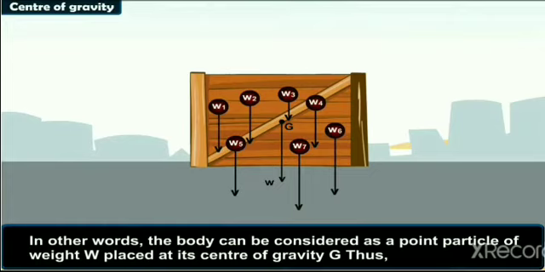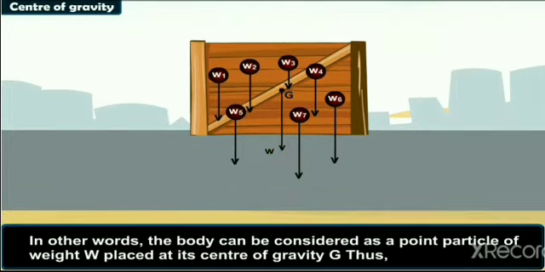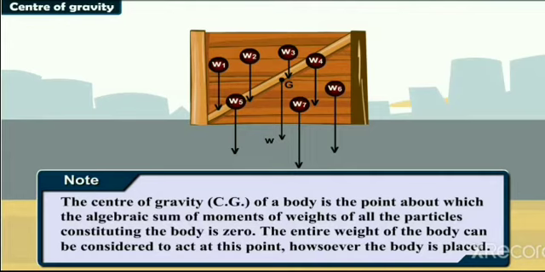In other words, the body can be considered as a point particle of weight W placed at its center of gravity. Thus, the center of gravity, CG, of a body is the point about which the algebraic sum of moments of weights of all the particles constituting the body is 0. The entire weight of the body can be considered to act at this point, howsoever the body is placed.